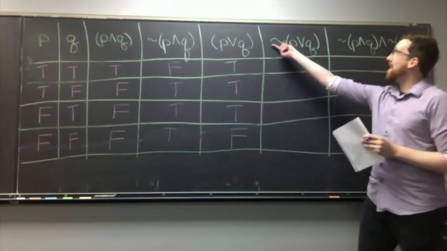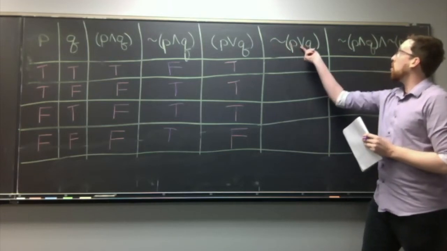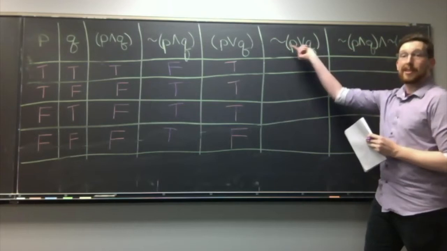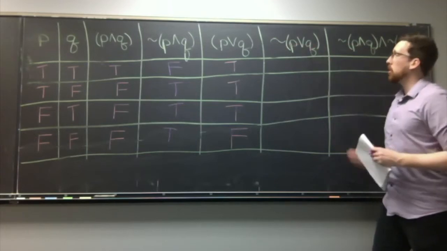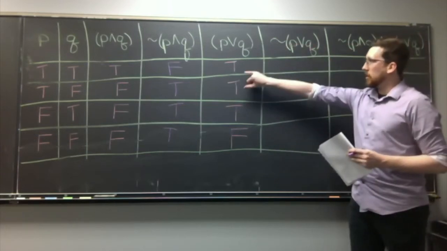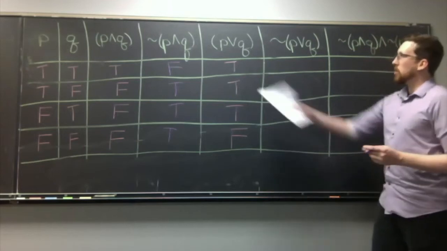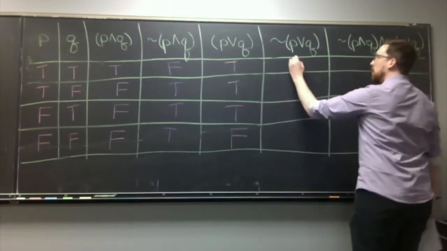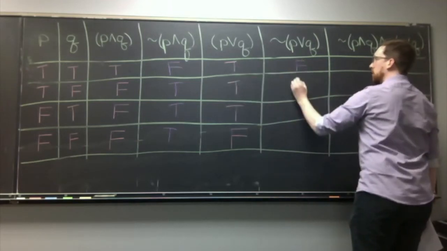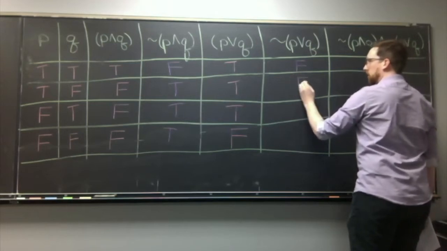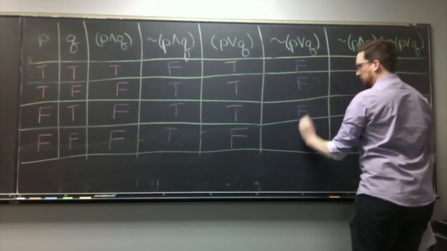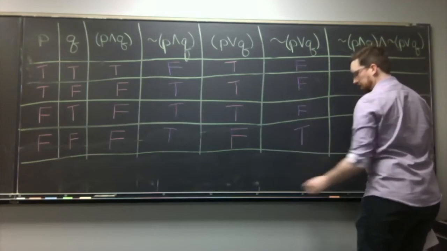Similarly, for not P or Q, so not the statement P or Q, we're going to have the reverse again. Which is going to come out to be false, false, false, true.